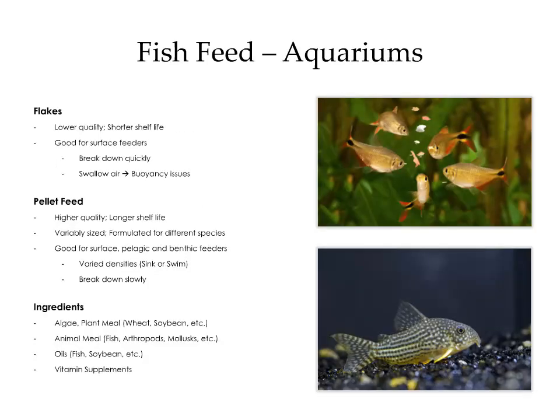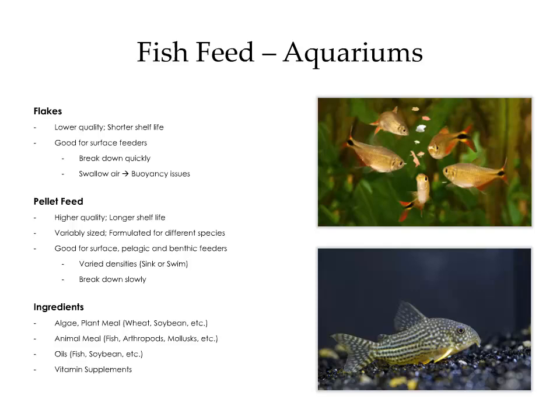Aquarium fish have a variety of food types, the most common of which are flakes and pelleted feed. Flakes are generally of lower quality, and they have a lower shelf life. They're great for surface feeders, but they break down quickly. Furthermore, fish feeding along the surface have a tendency to swallow air, which can cause buoyancy issues.